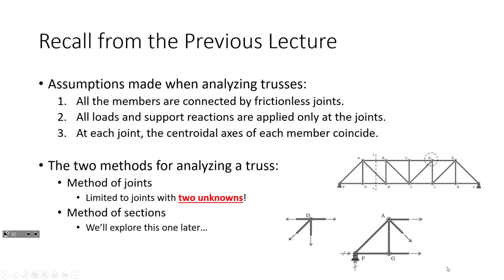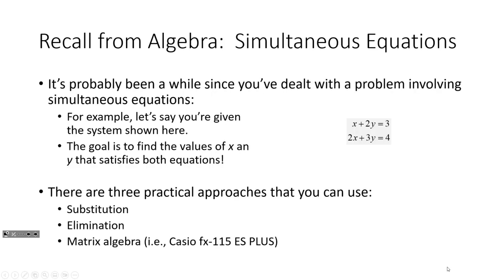The method of joints says we're limited to joints with two unknowns, so we should be able to solve that joint. There's nothing that says we shouldn't be able to do it utilizing the method of joints. Let's talk about how, okay? Now, in order to do that, I want to refresh your memory about a fundamental class of problems that you saw when you were a student in algebra, okay?